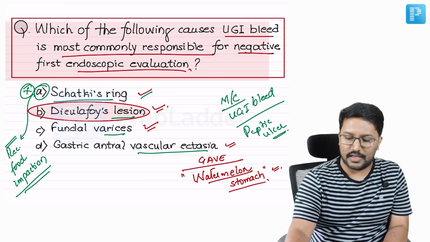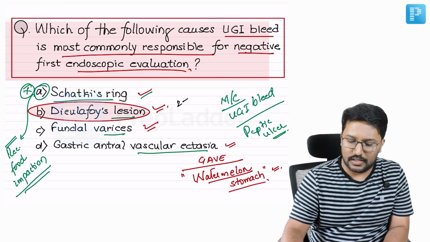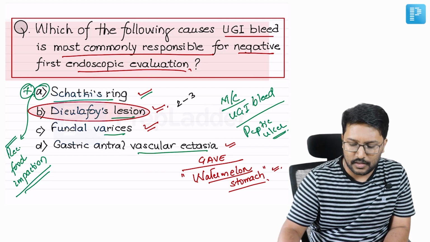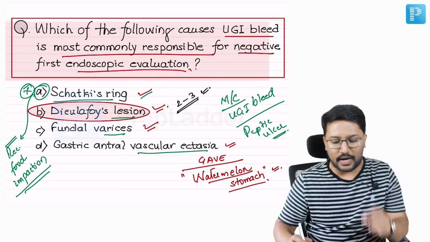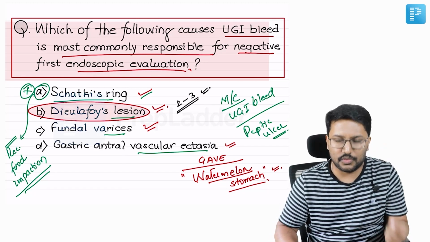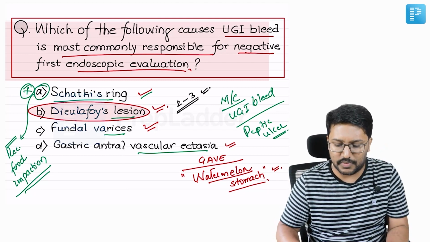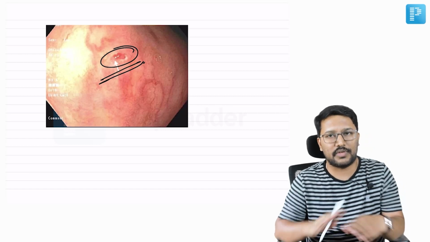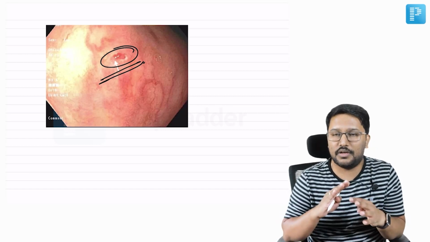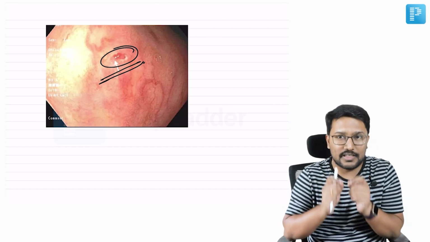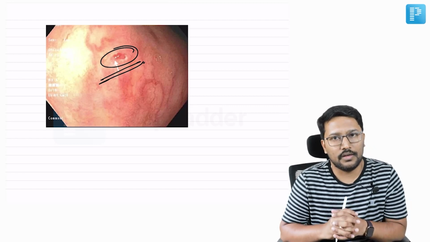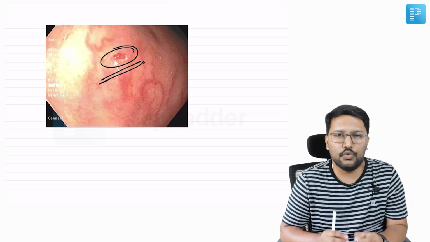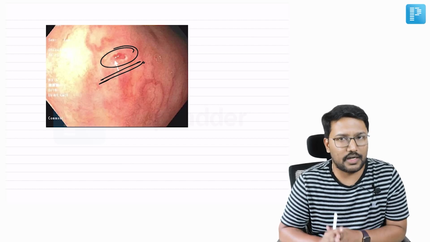On an average, it takes around 2 to 3 endoscopic attempts before you identify the Dieulafoy's lesion, right? It is like a small obscure vessel which is bleeding. So it is very difficult to appreciate, like you're seeing in this image, right? Sometimes it may be covered with a mucus plug, or it may be covered with a clot. It is tiny, so it is very often difficult to locate. So on an average, it takes around 2 to 3 endoscopic attempts before you identify the Dieulafoy's lesion.